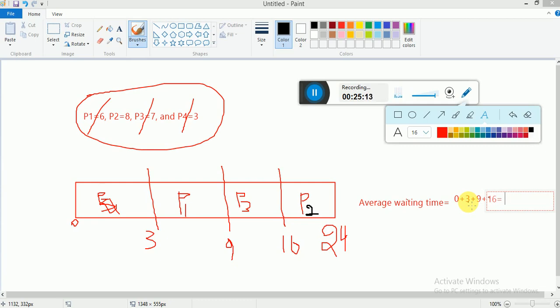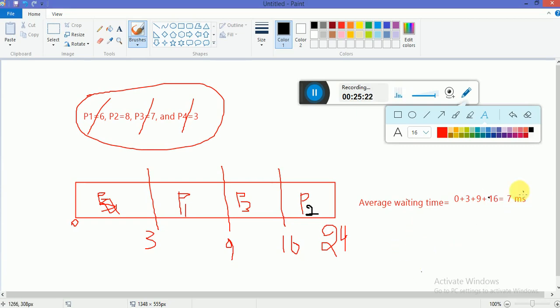28 divided by 4 is equal to 7 milliseconds. The average waiting time is 7 milliseconds. Let me do it again: 3 plus 9 plus 16 is 28, divided by 4, so you will get 7. Okay, that's good. Now the average turnaround time.